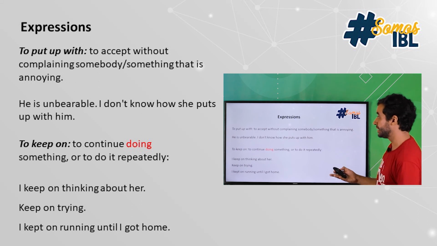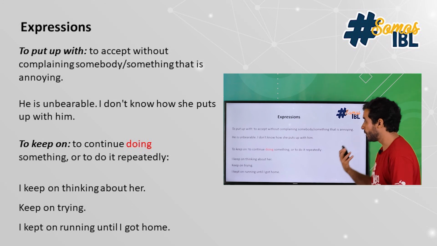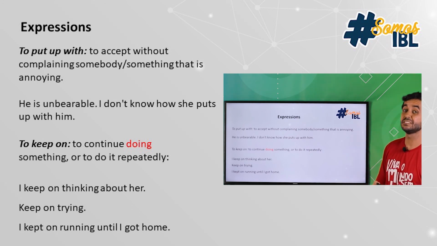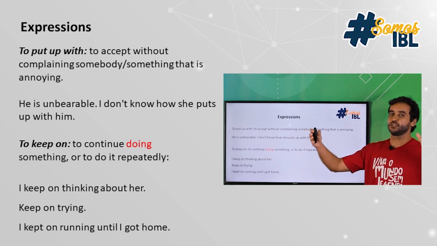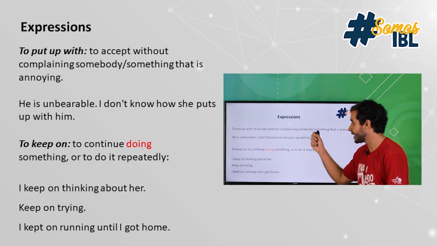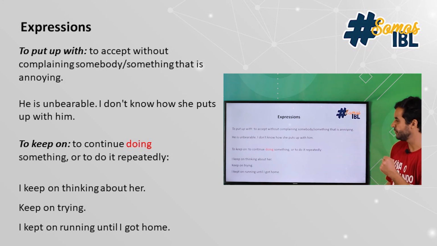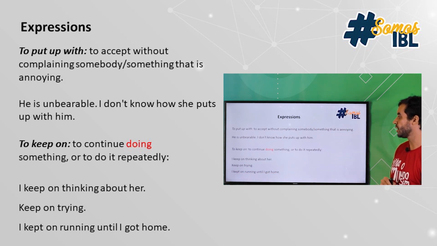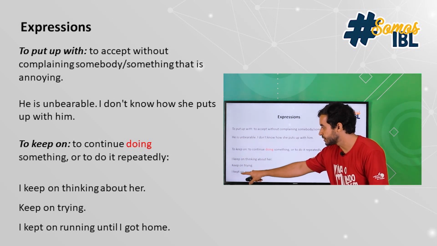And keep on, okay? To keep on derives from the verb to keep, which you already saw in this lesson, okay? But keep on is like continue doing something. Normally they don't say continue doing because it's a very long expression. They say keep on because it's very short and effective, right? So: I keep on thinking about her. Keep on trying. Don't give up. Never give up. Keep on trying. I kept on running until I got home. Pay attention that we use the gerund because this is a preposition.